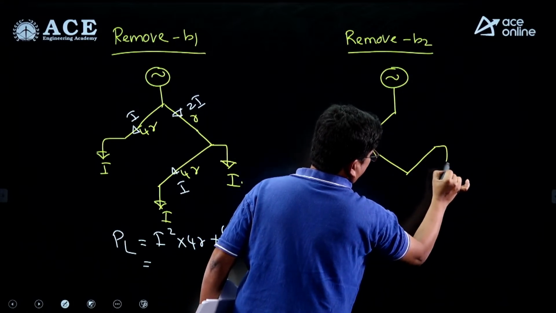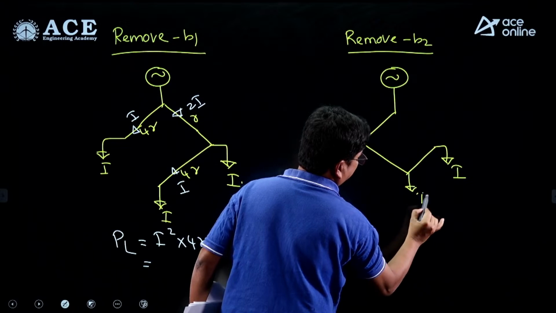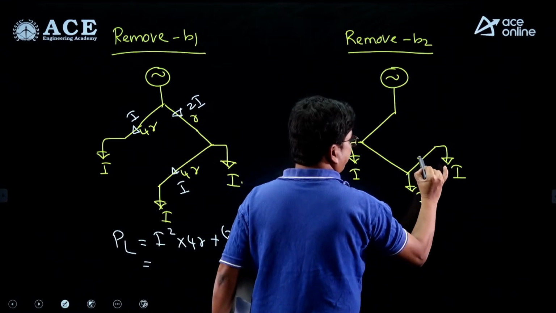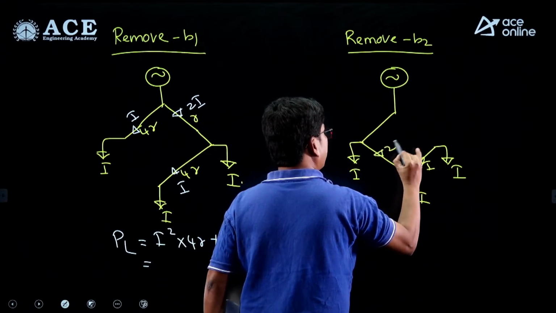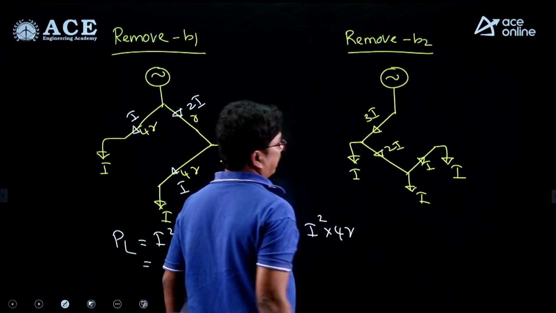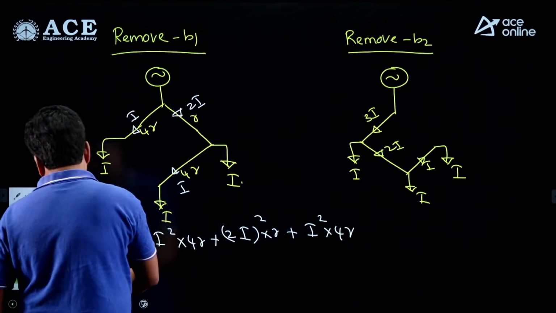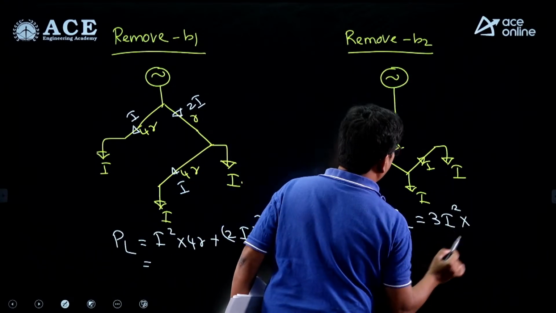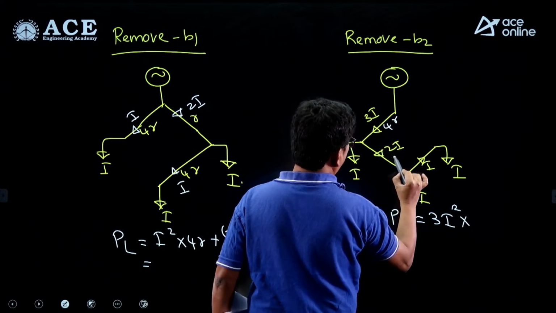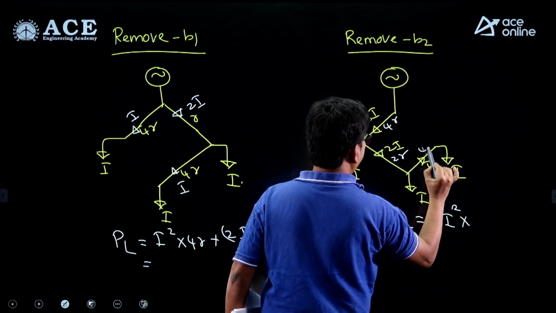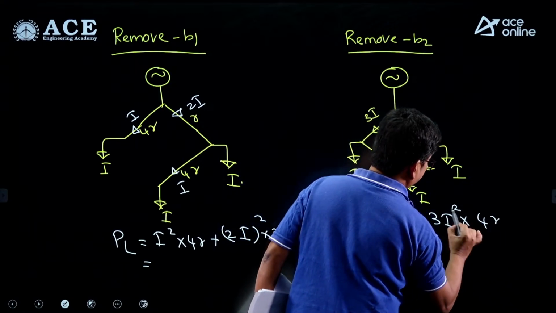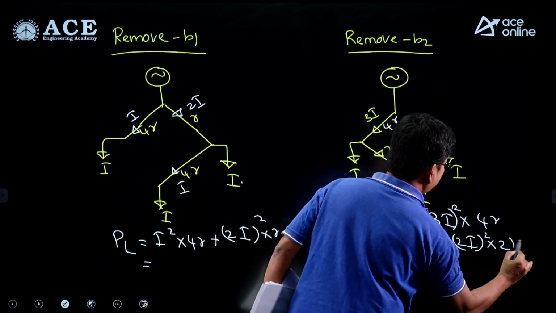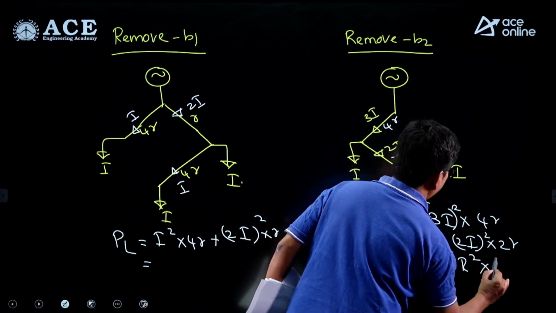Here we are having I, here we are having I, and here also we are having I. Then here it will be I, it will be 2I, it will be 3I. Therefore, what about the power loss now? The power loss here will be 3I whole square into the resistance, which is 4R, then 2R, and here again 4R. So it will be (3I)² into 4R plus (2I)² into 2R plus I² into 4R.